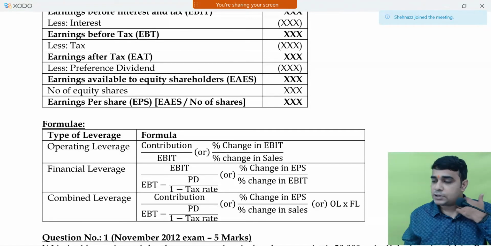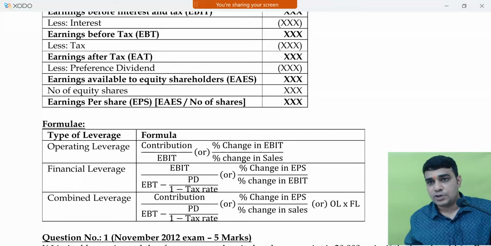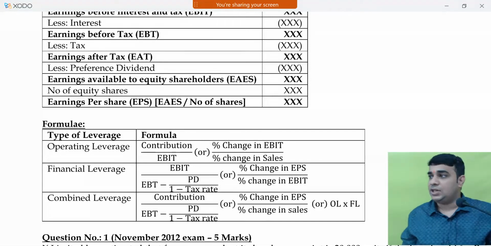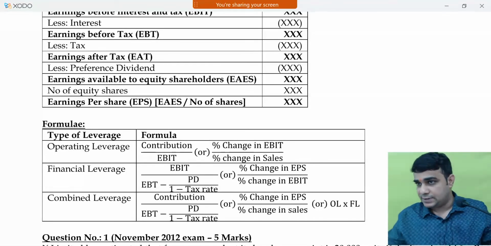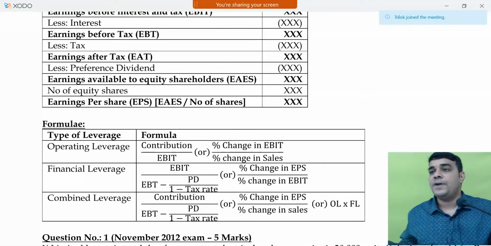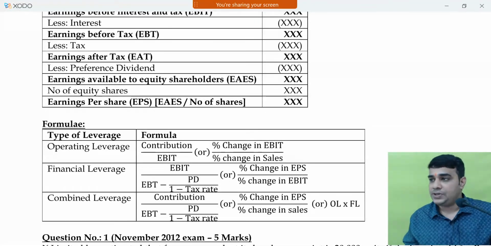The second approach is financial leverage, which is going to measure the impact on EPS: what is going to be the change in EPS for a percentage change in EBIT. The formula for that is EBIT divided by earnings before tax, where the difference is interest, minus preference dividend divided by 1 minus tax rate, or percentage change in EPS by percentage change in EBIT.